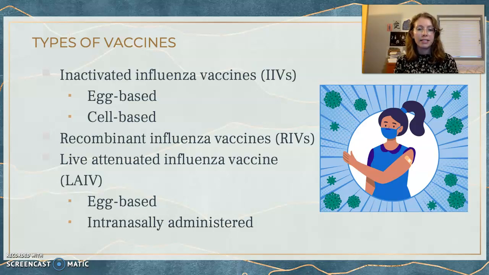Finally, there are live attenuated influenza vaccines, which are egg-based and the only intranasally administered flu vaccine. All the others are intramuscularly injected, which you can see over here. I'm sure everyone here has had a flu vaccine before. It goes in your arm.